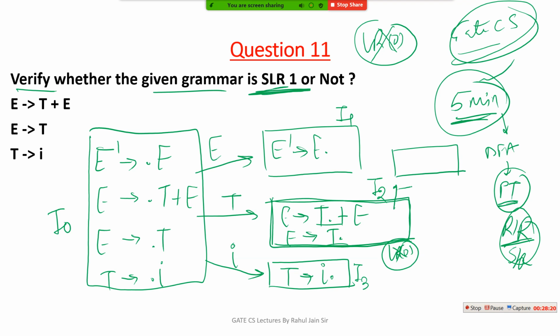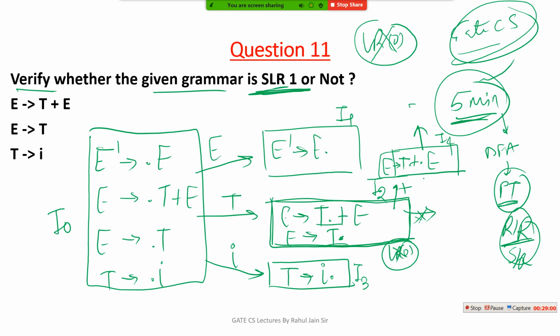So on the addition operator, I am moving to T plus, right, E derives T plus dot E. This is my next state, which I can name I4. And this one is now completely reduced. No need to proceed further, because T derives i dot. And on the next state, that is on E.